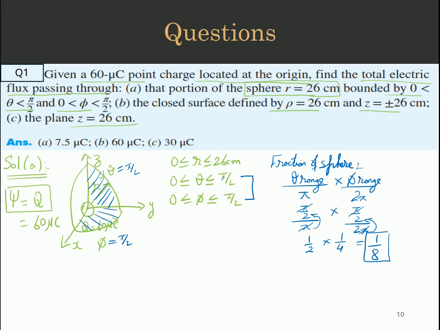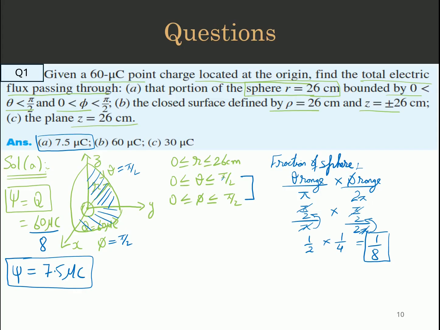Now I want to know in this range how much the charge is radiating in terms of electric flux. We already know that electric flux is equal to the total charge q. Since this is 1/8 of the portion, the total charge will be divided by 8, and it comes out to be 7.5 microcoulomb. This is the amount of electric flux radiated in this specific portion of the sphere, and you can see the answer is also shown here. So this was the solution to the first part.